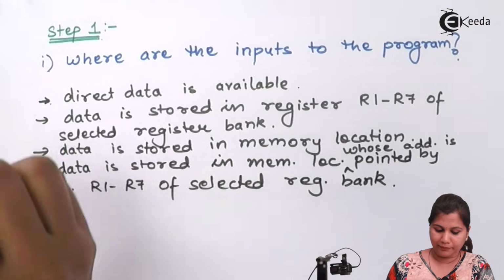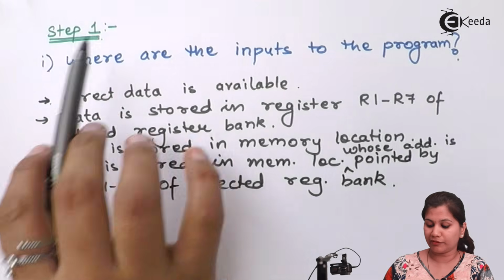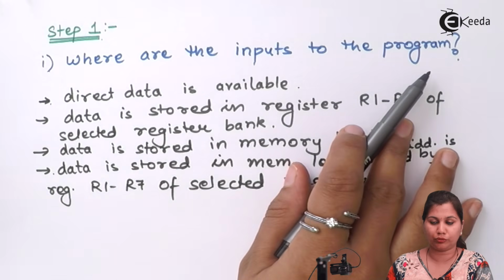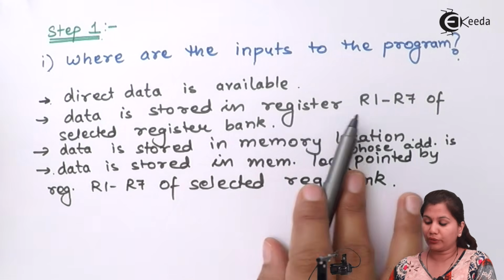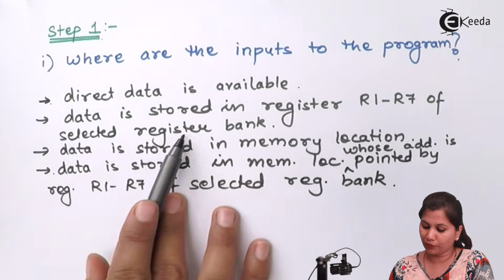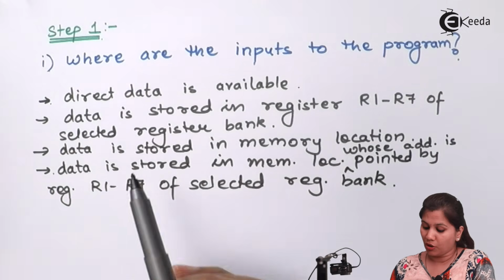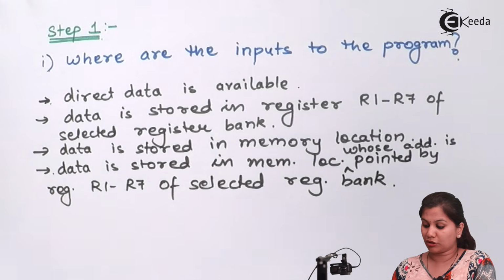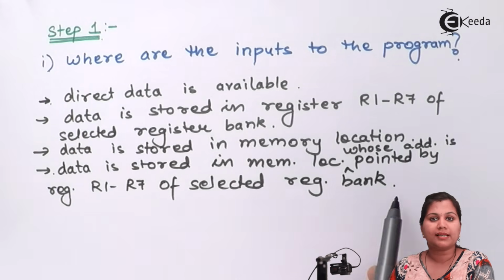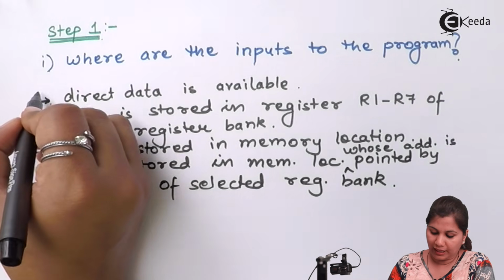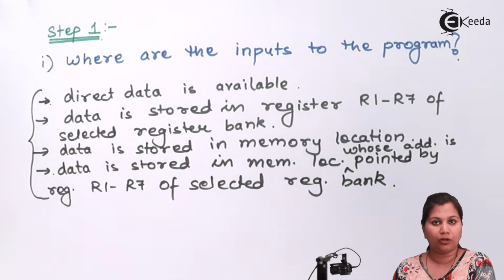So in this first step, the problems which we will cover in this and how we are going to define a problem. First we will find out that where are the inputs to the program, whether direct data is available to the programmer or the data is stored in the registers R1 to R7 of the selected register bank, or the data is stored in any memory location, or the data is stored in a memory location whose address is pointed by the registers R1 to R7 of the selected register bank. So we are having these 4 options that we can get the input data from these locations.